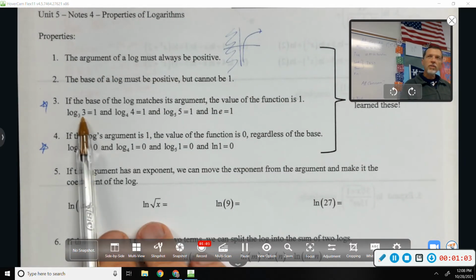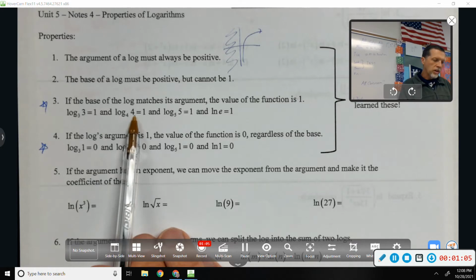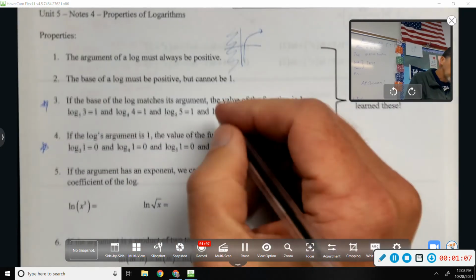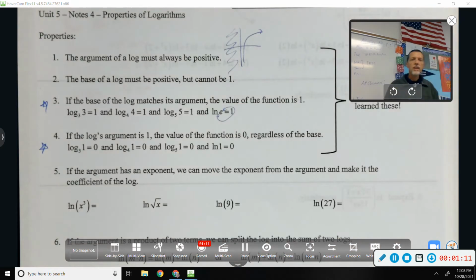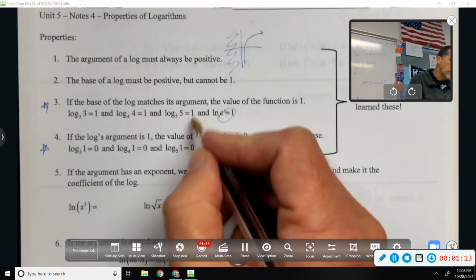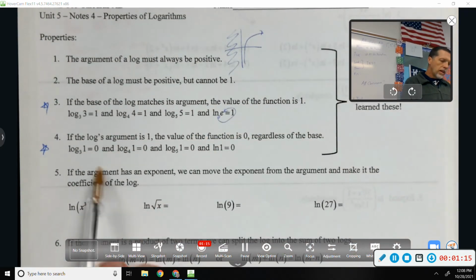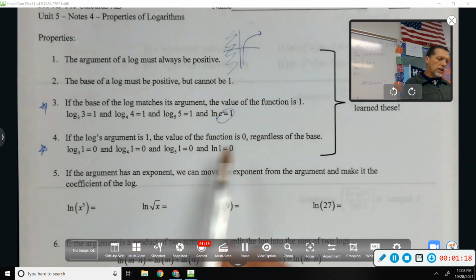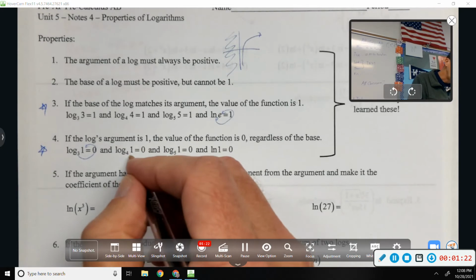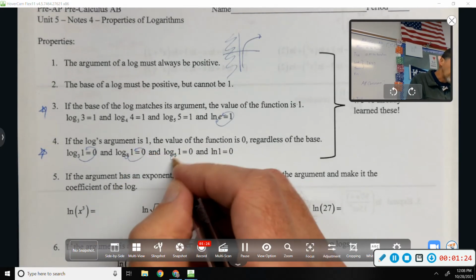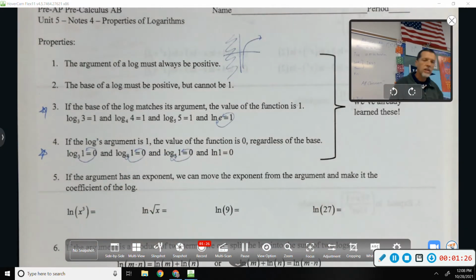Log base 3 of 3 is 1. Log base 4 of 4 is 1. Log base 5 of 5 is 1. Natural log of e is 1, because of the fishhook thing. E to the 1 is e, 5 to the 1 is 5, and so on. If the log's argument is 1, the value of the function is 0, because 3 to the 0 is 1, and 4 to the 0 is 1, and 5 to the 0 is 1. So, log of 1 is always 0.